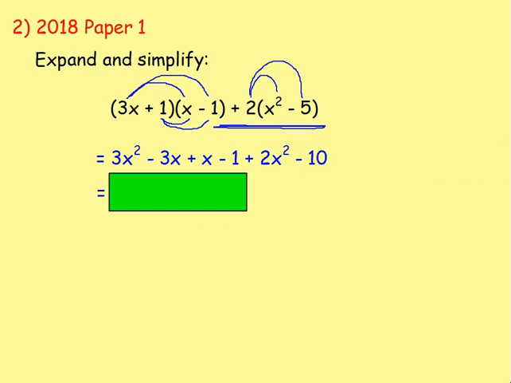Yeah! After that, gather your like terms. So with the x squared, 3x squared add 2x squared.